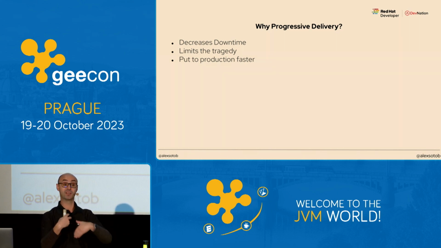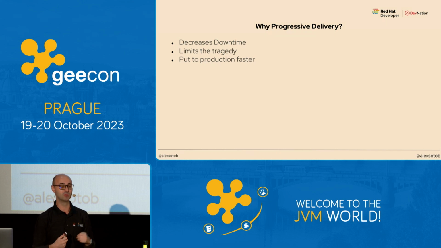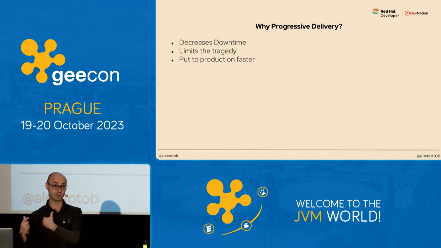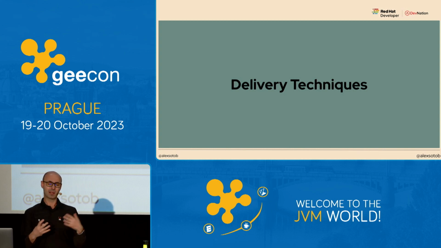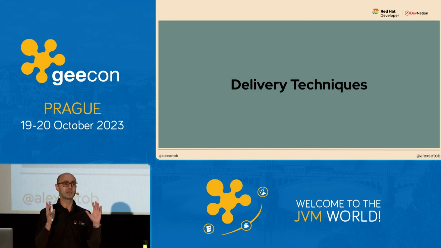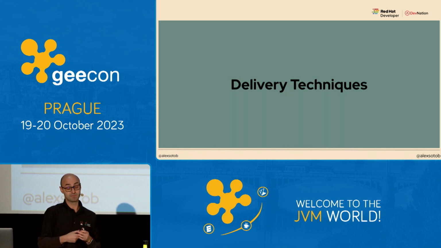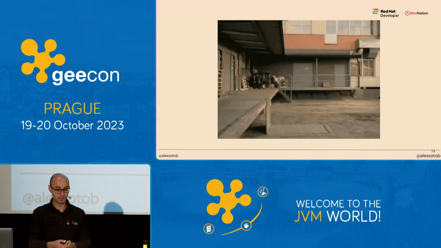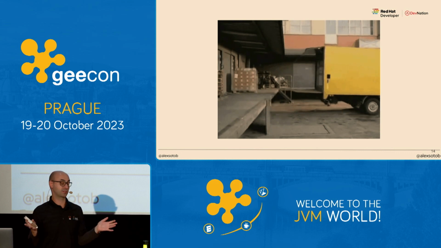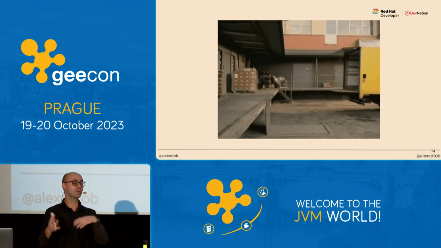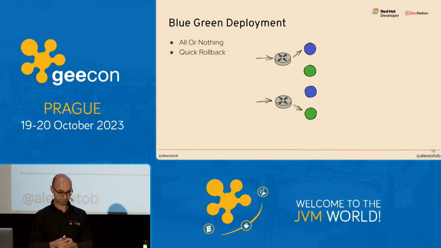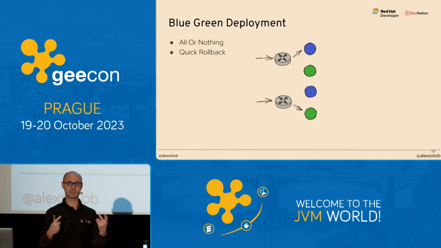And finally, with time, you will see that you're going to be able to put your applications, your services, into production faster. So, let's talk about these delivery techniques, these progressive delivery techniques that let us, as the name suggests, deliver our applications progressively to our users. And of course, there are a lot of techniques. I'm going to just explain some of them, the most used ones, but if you Google a bit, you'll see a lot of them.